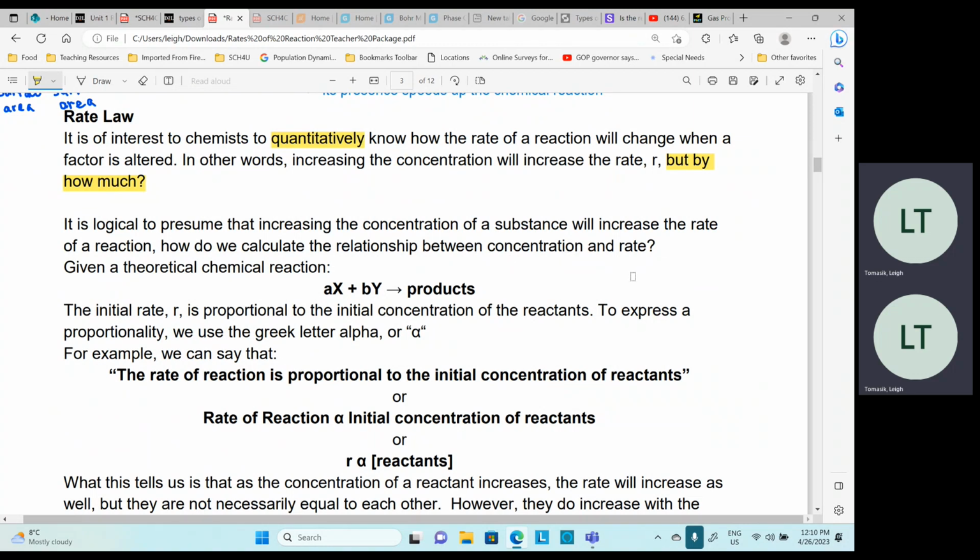We would have to do some empirical experimentation, right? So we would have to determine this by experiment. So this is a chemical reaction, and normally we have the A and the B, where we have coefficients, numbers, okay? And we have chemicals, which are X and Y. So it says the initial rate R, so initial means the starting rate.